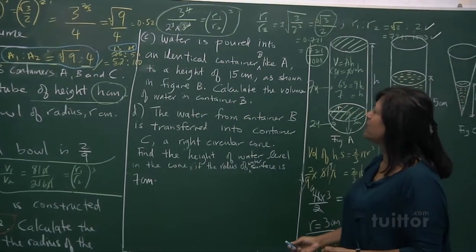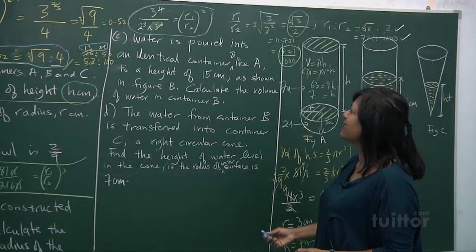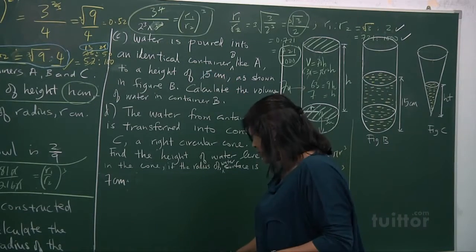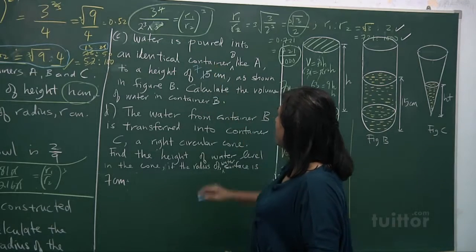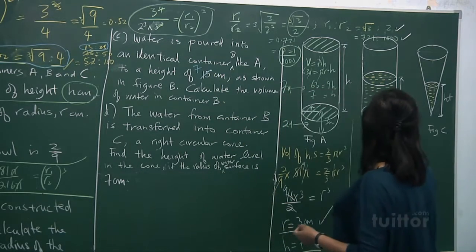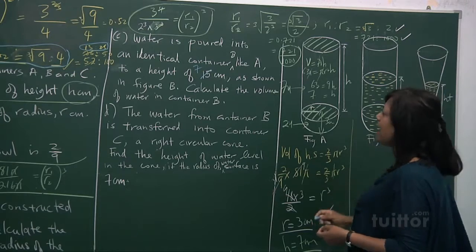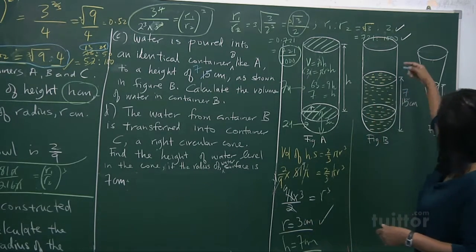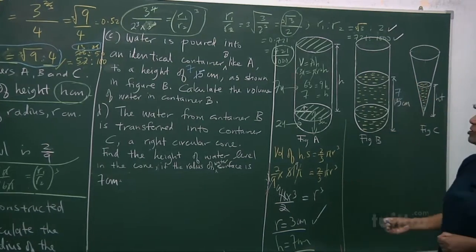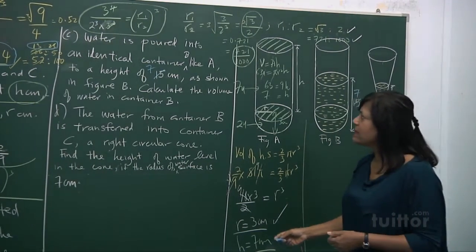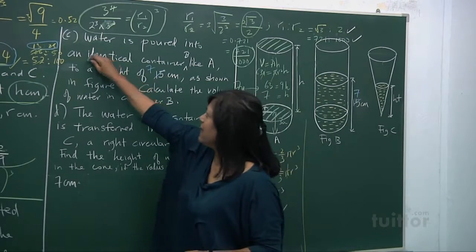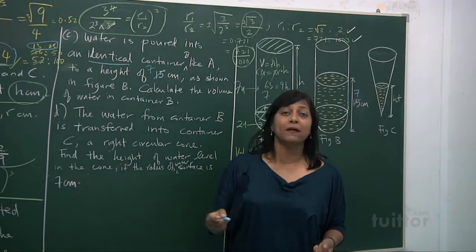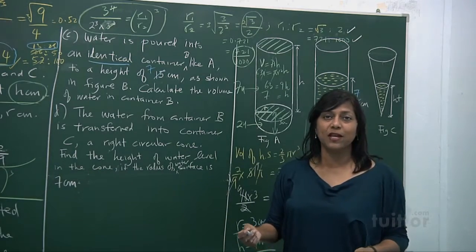Water is poured into an identical container B like A. And I'm afraid this height, look at it, change it to 7. This is an error. The diagram should be 7 cm as shown in the figure. When we say the word identical, it means look-alike. This correction is already done in your paper, so when you get your notes you can see that change.